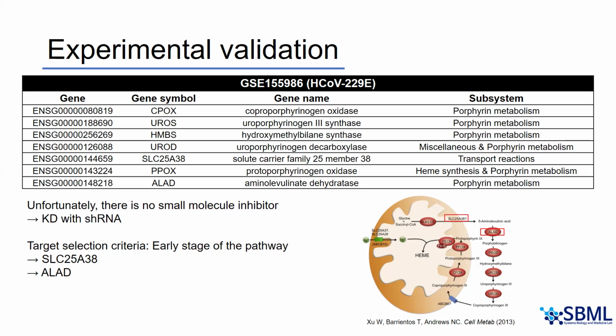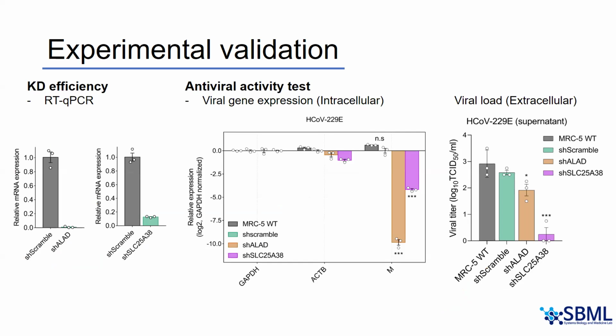And in this case, the genes related to porphyrin metabolism, which shows two genes, SLC25A38 and ALAD, which are located at the early stage of the heme generation pathway. And unfortunately, there are no small molecule inhibitors, so we knocked down with shRNA. And also, we used RT-qPCR, and in this case, we used the TCID50 test to show that the viral gene decreases by these two shRNAs.